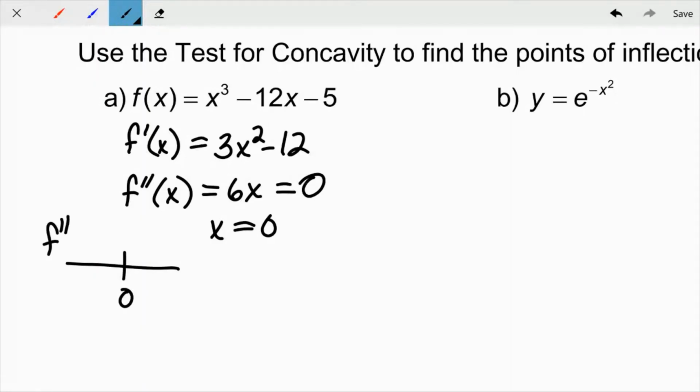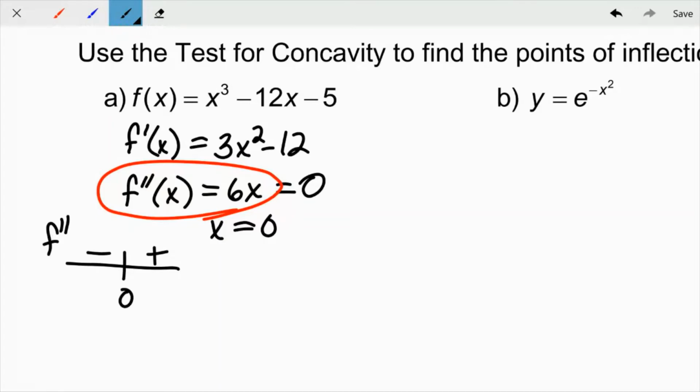So just like we did the sign chart with the first derivative, I can do the same thing with the second derivative. So to the left of 0, I can see that I would get a negative value. I'm looking at this second derivative. I can say that there's a negative value here. And then to the right of 0, there'd be a positive value. So what that tells me is that to the left of 0, my graph would be concave down. To the right of 0, my graph would be concave up.